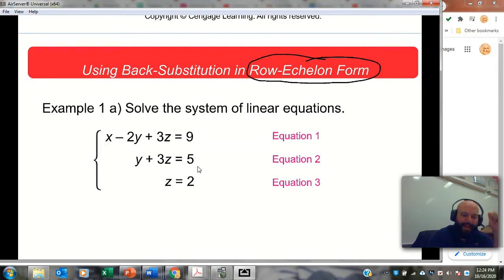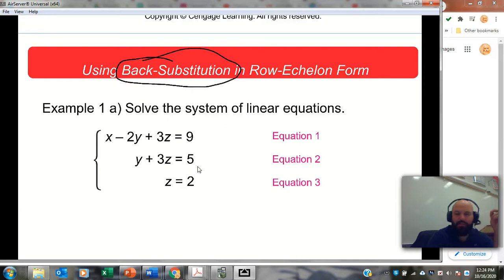That technique is called back substitution. Back substitution is when you already know one variable and you work backwards with that one variable to find the next variable, which you can then use to find the next variable. It's almost like a snowball, right? You start with one that gets you the next one, and then you can use those two to get the next one. That's what back substitution is.